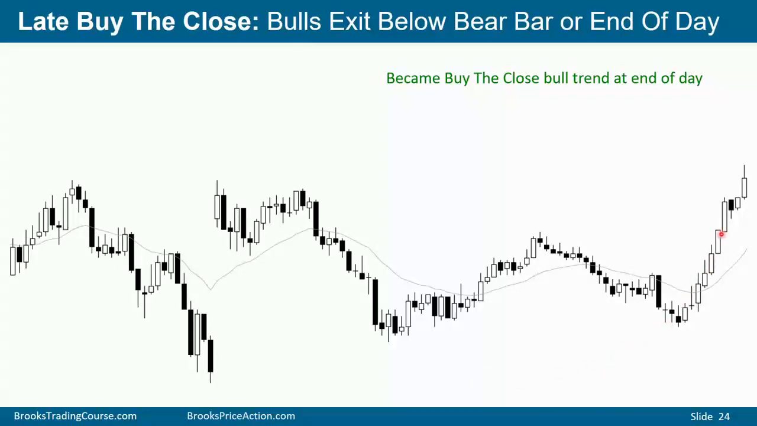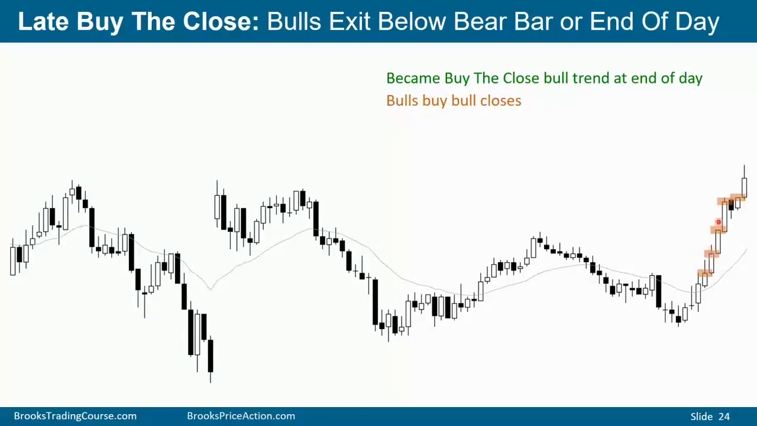Maybe after the third or fourth bar, traders will start buying closes, and they'll get out below a bear bar, and they'll even get out below a bull bar if the bull bar pulls back 4 or more ticks below the low of the prior bar. When that happens, there's a higher probability that the breakout is going to reverse into the close.